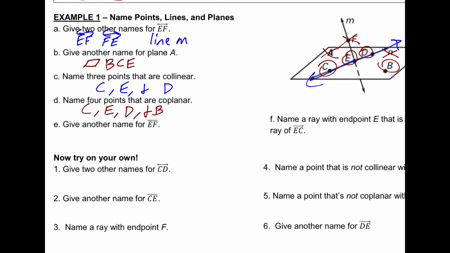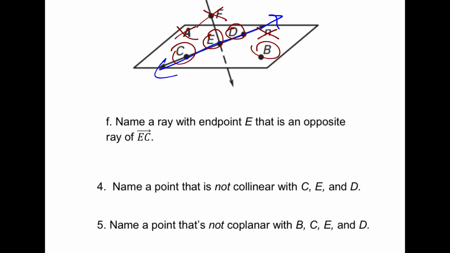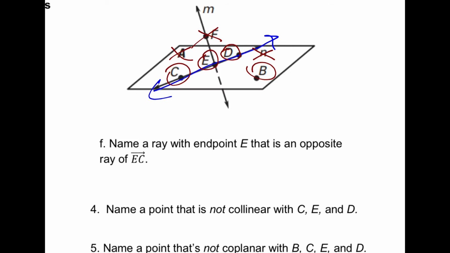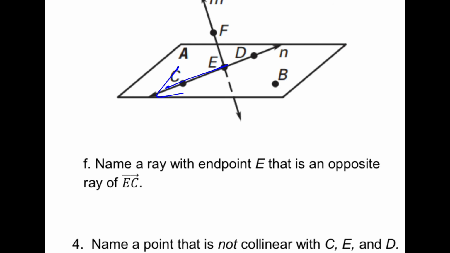Another name for segment EF is segment FE. Notice the symbol above those letters, it's very important. A ray that has endpoint E that is an opposite ray of EC. So here's EC. We want to start with E and head in the opposite direction, so we're going to call that ED.